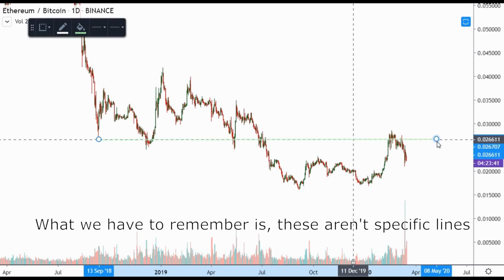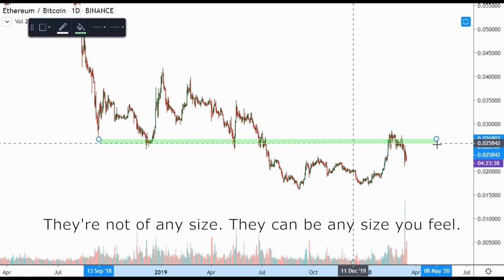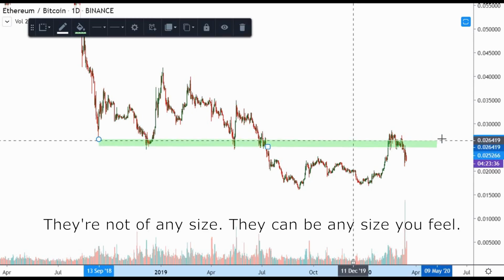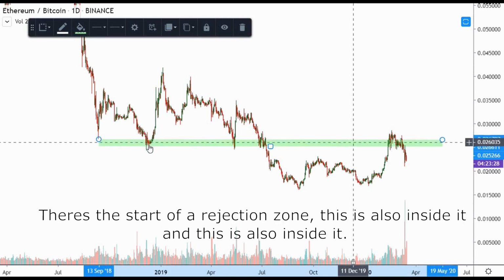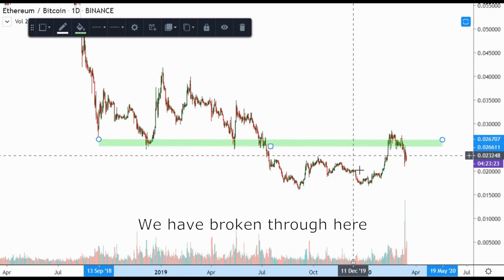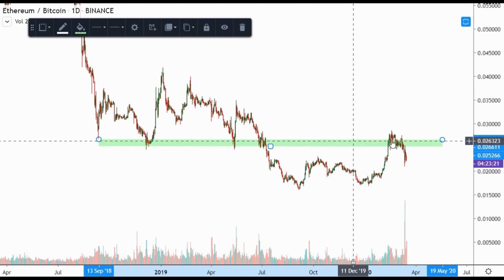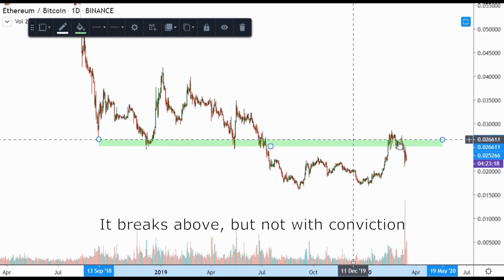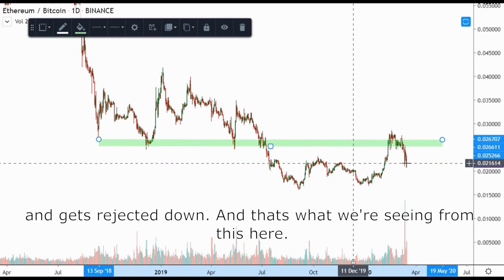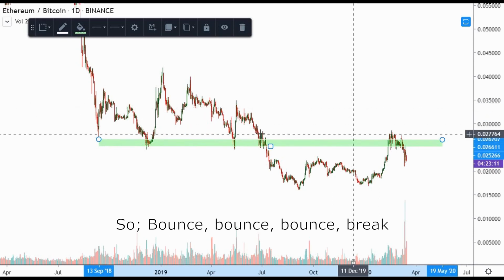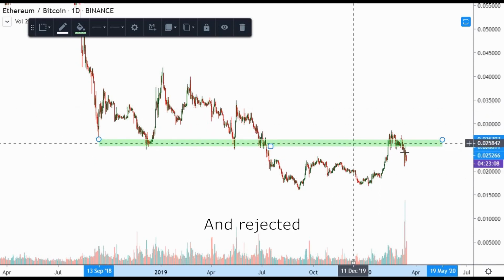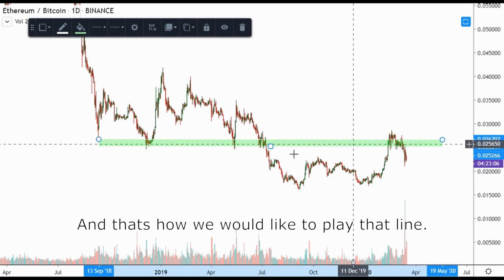What we have to remember is these aren't specific lines, they're not of any set size, they can be any size you feel, but it's the rejection zone that we have to see. So there's the start of the rejection zone, this is also inside it, this is also inside it. Broken through here. Once it returns, it breaks above, but now with conviction, and is rejected down. So bounce, bounce, bounce, break, and reject again. And that's how we'd like to play that line.